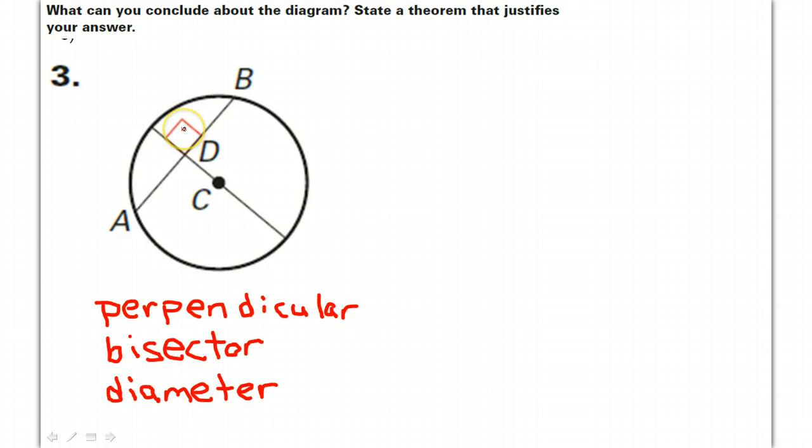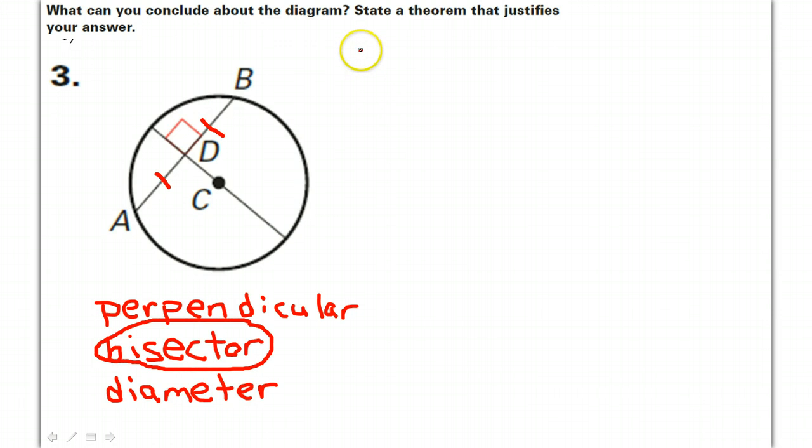This box right here shows what? Perpendicular. The fact that this chord runs through this dot right here shows what? Diameter. So we are given a diameter that is perpendicular. Therefore, we can conclude that it's also a bisector. Now, a bisector cuts something in half. So if this is the diameter, that means segment AD must be congruent to segment DB. And that's what we can conclude based on concluding bisector.